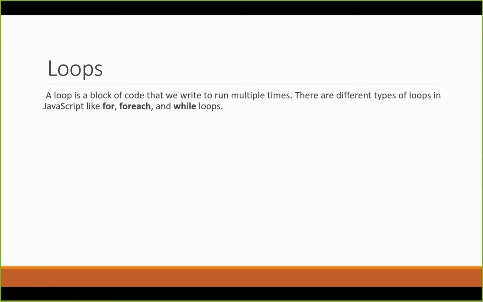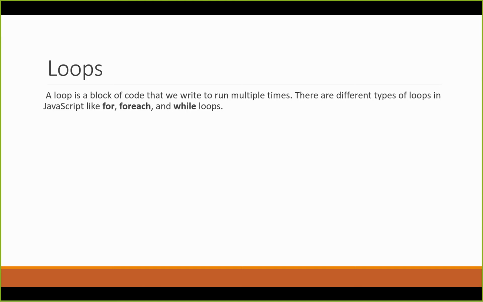So now we're going to learn about what loops are. A loop is a block of code that we write so that it runs multiple times. There are different kinds of loops in JavaScript. The different kinds of loops are for, for each, and while loops. We'll learn about each of these different loops starting now.